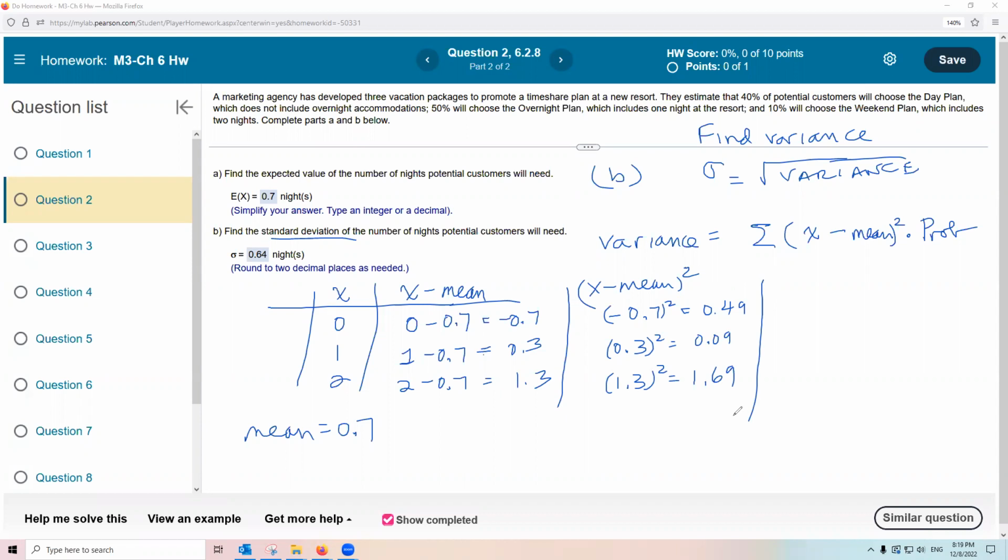All right, we need one more column because we have to take x minus the mean squared times the probability. I'm going to write the probability back here in this first column. It was 0.4, 0.5, and 0.1. All right, so let's go ahead and fill in this last column.